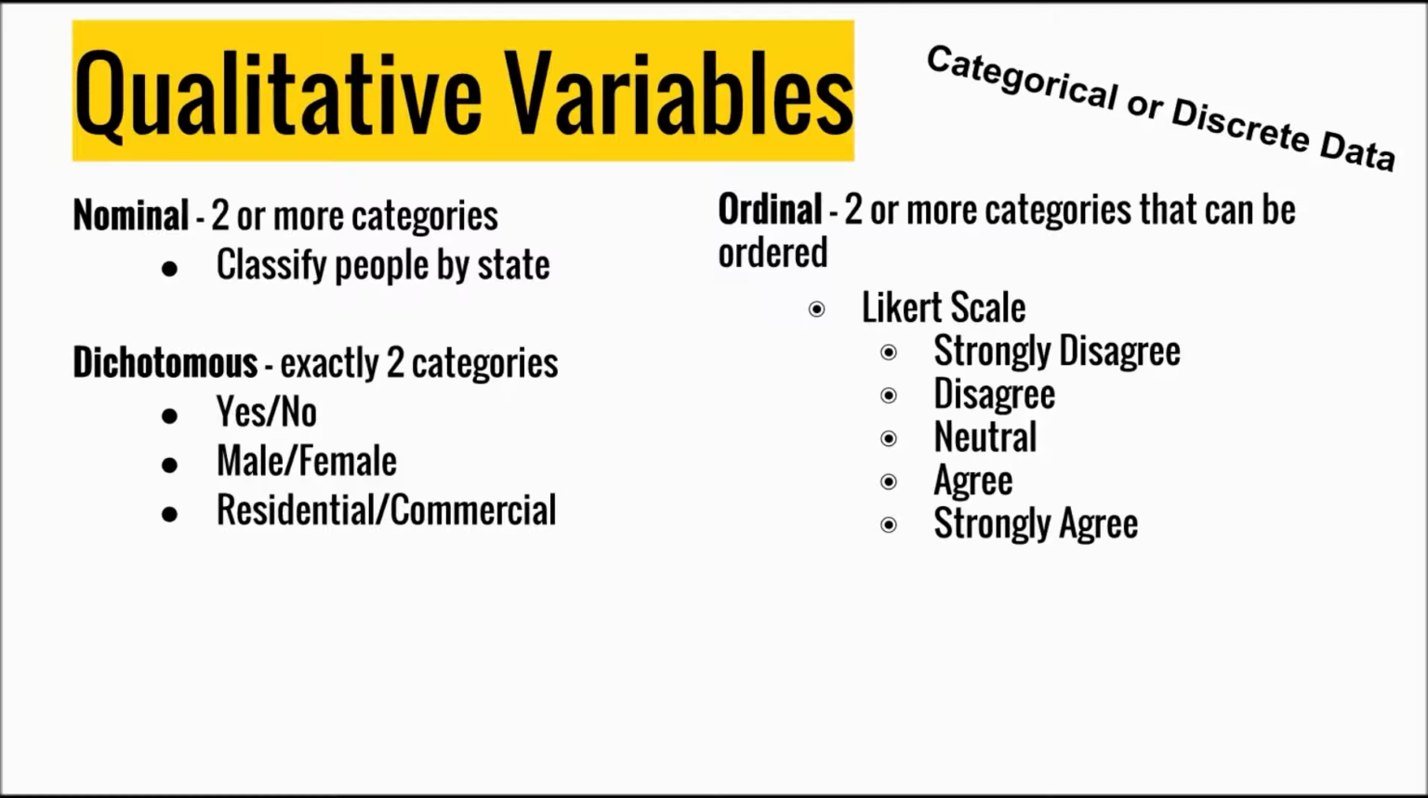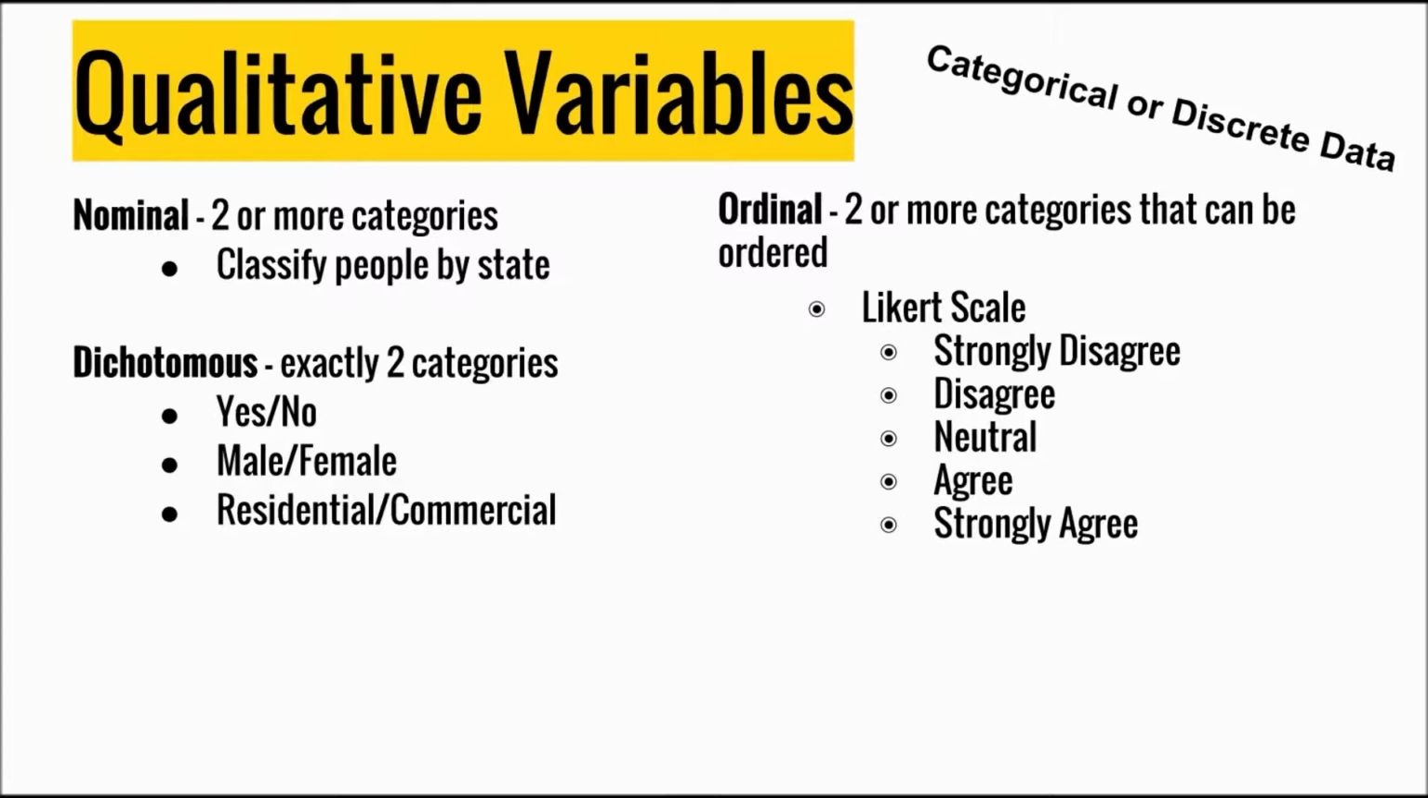Those are classifications or categories that I can put people into. So nominal is going to be naming a category that they can fit into. Now, underneath nominal, we can break this up into dichotomous, which is exactly two categories, either yes or no, male or female, residential versus commercial. So all of these, either one or the other, where we only have two categories only. So dichotomous is a nominal variable, which is a qualitative variable that we can study.